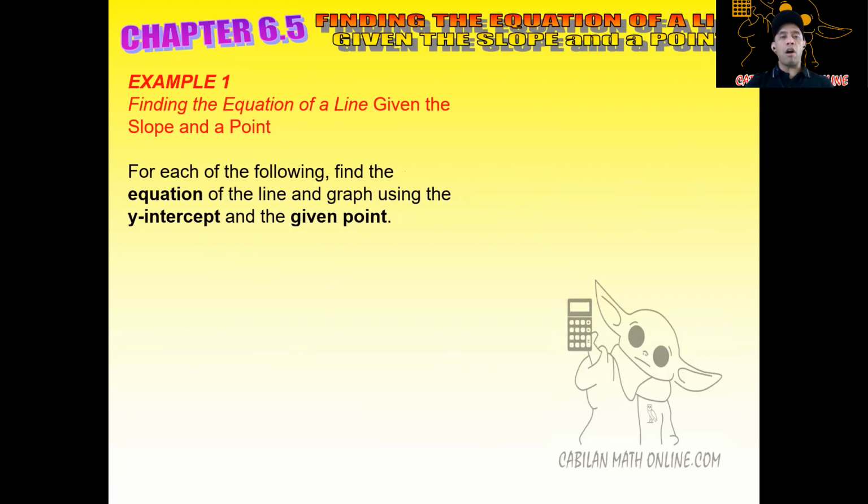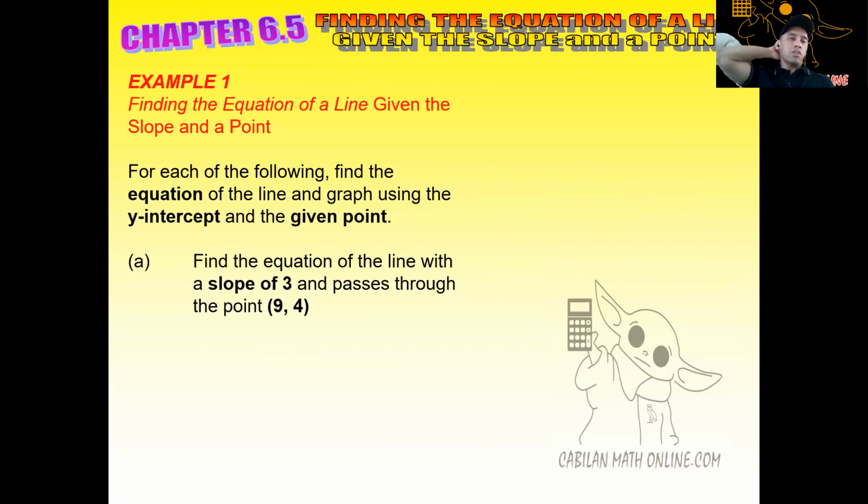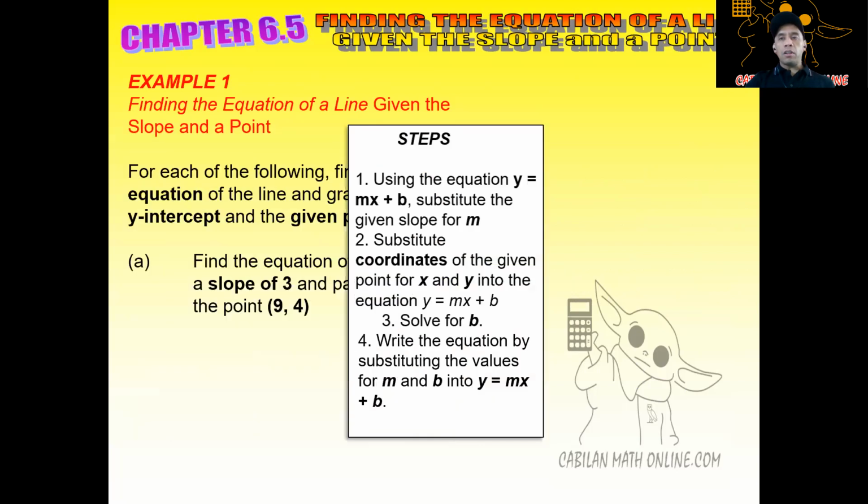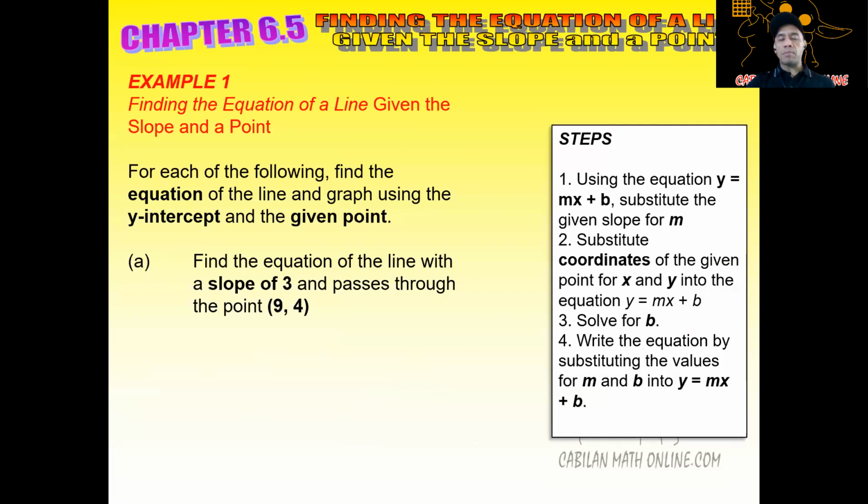It says, for each of the following, find the equation of the line and graph the line using the y-intercept and the point that's given in the question. Find the equation of the line that has a slope of 3 and passes through the point (9, 4). If you take a look at the right side, there are the basic steps that we're going to follow in order to solve this. As I said before, the three basic steps, finding the slope, finding the y-intercept, and finding the equation of the line, are always going to be in play, just using different steps to solve for it.